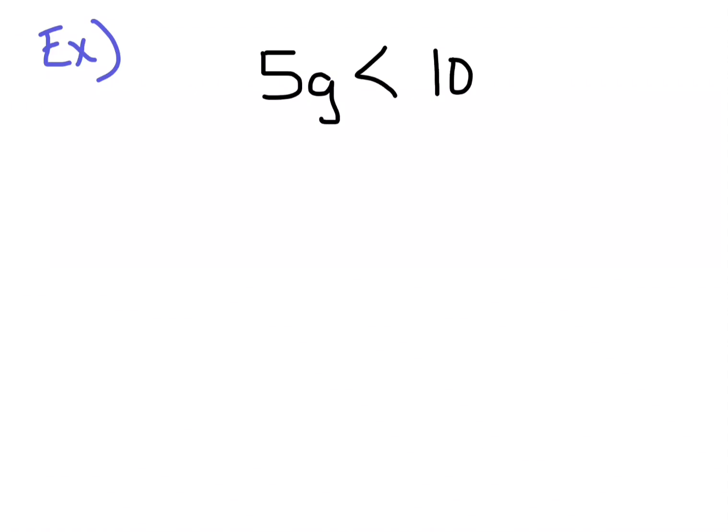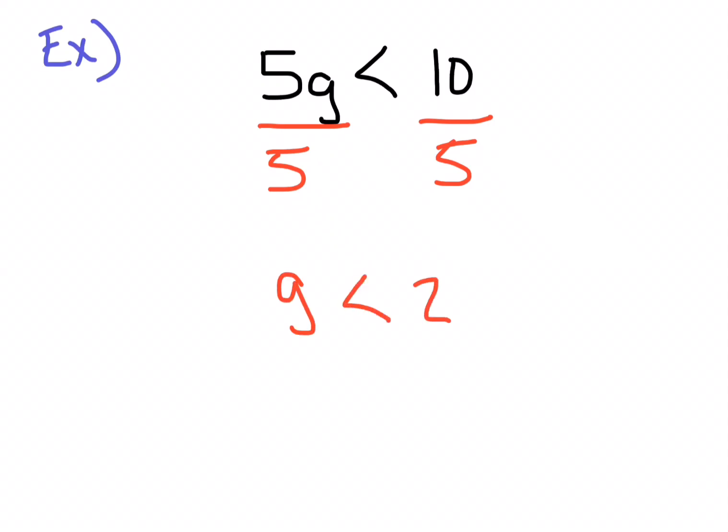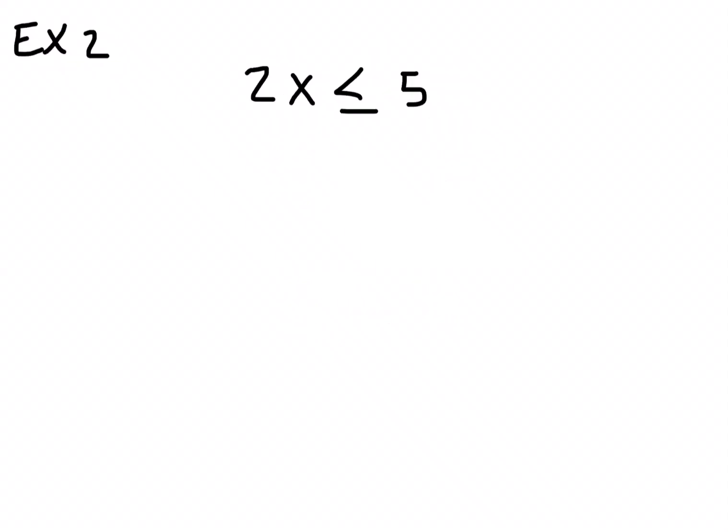Example 1. 5g is less than 10. Well, what's the opposite? How do I get rid of the 5? I'm simply going to divide by 5, divide by 5. This leaves me g is less than 2, because 10 divided by 5 is 2. My sign did not change because I didn't divide by a negative.